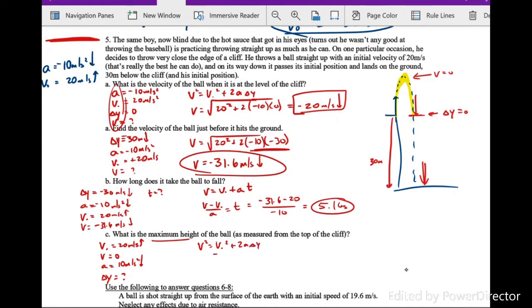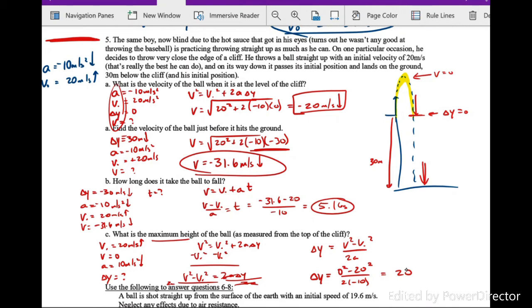So we're going to use this because we know everything except for delta y. So subtract over v0 squared, and we'll divide both sides by 2a. And then when we solve for it, delta y is v squared minus v0 squared all over 2a. So that's 0 squared minus 20 squared over 2 times negative 10. My delta y comes out to 20 meters. That's how high above the cliff we are.